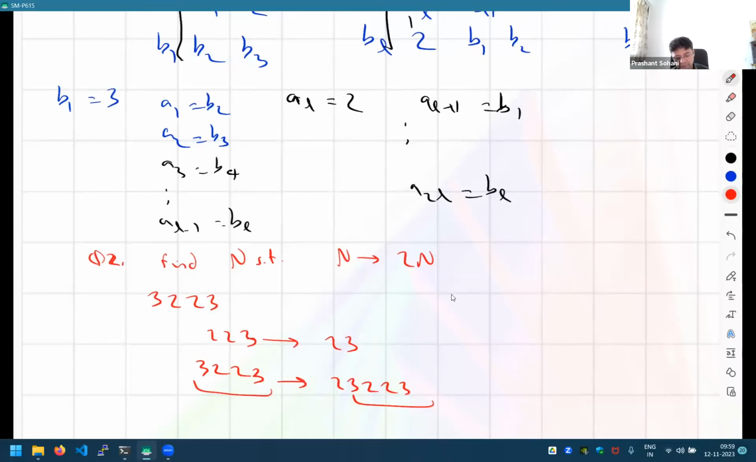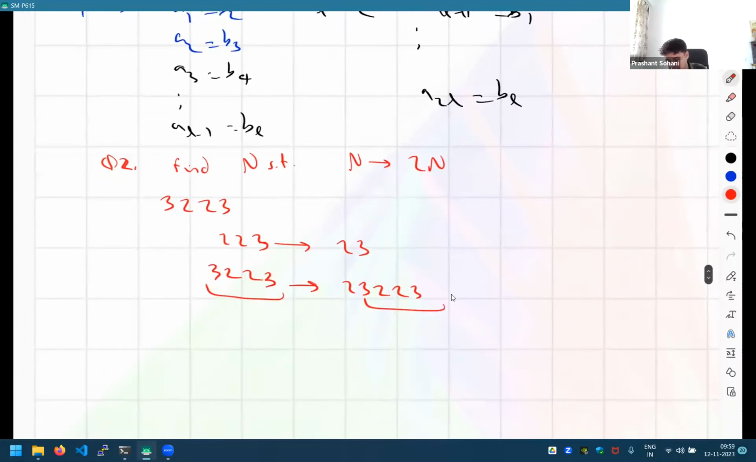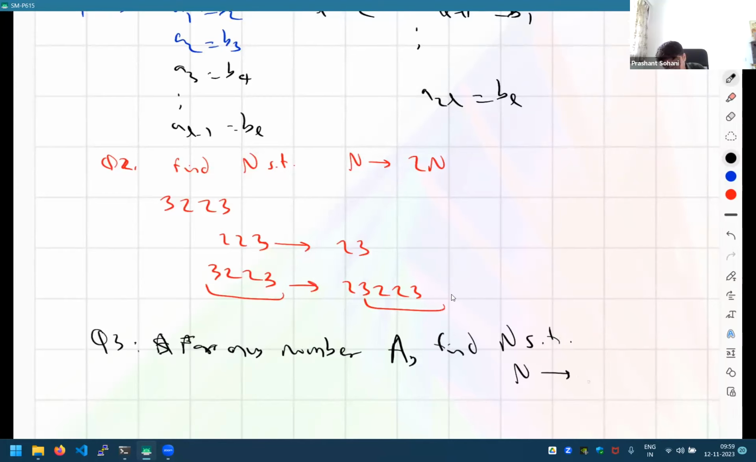Okay, so anyway, there are many such puzzles that you can do of this kind. So I will leave it as an open topic for you. The most general puzzle of this kind is question 3: for any string or any number A, find the N such that N generates AN. In other words, you can prepend the N with any arbitrary string that you want. Here the A was 2, but it doesn't have to be. So for any string, you can find a natural number N such that N will generate AN. This is the most general example of this kind.